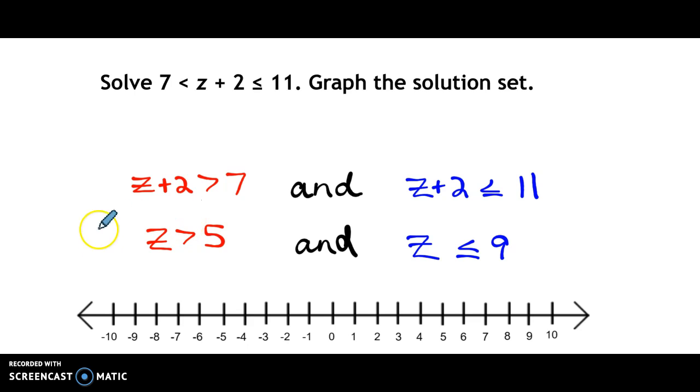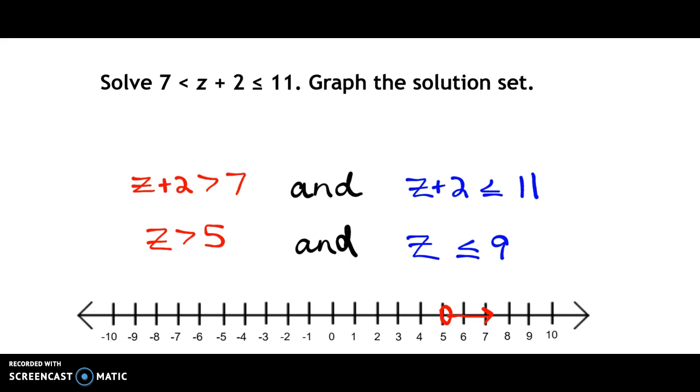first I'm going to graph z is greater than 5. So I'm going to go to 5, I'm going to put an open circle, and then greater than 5 would be anything to the right of that open circle. So something like that. And that would continue on forever, anything over here on the number line.